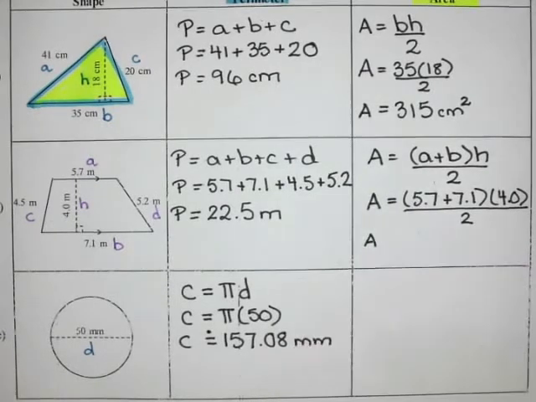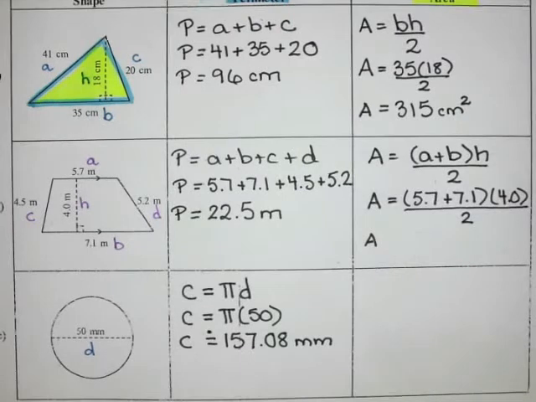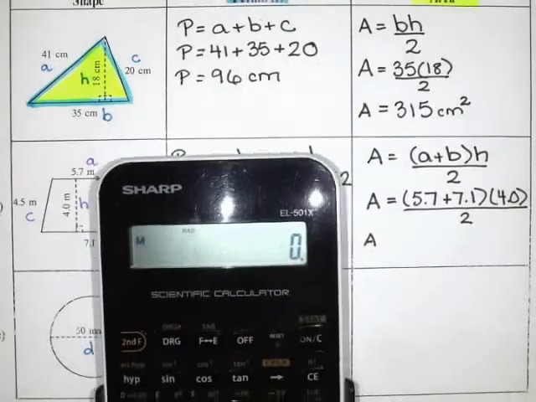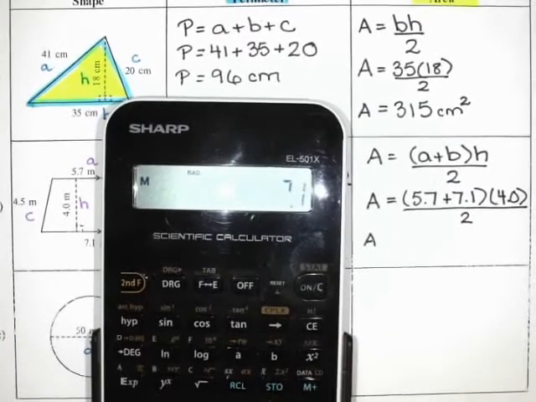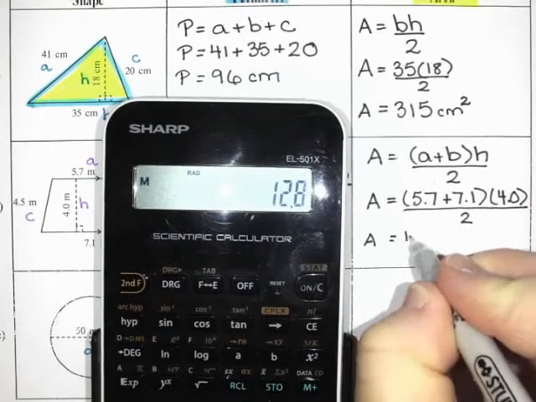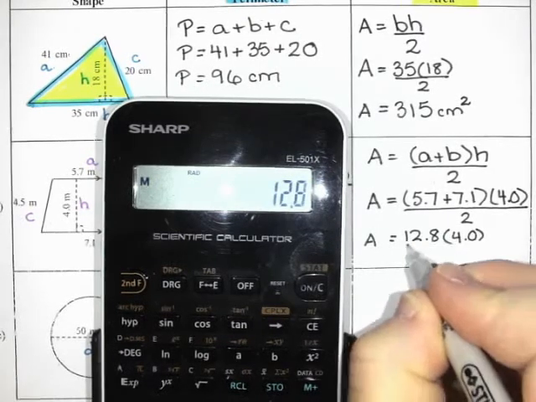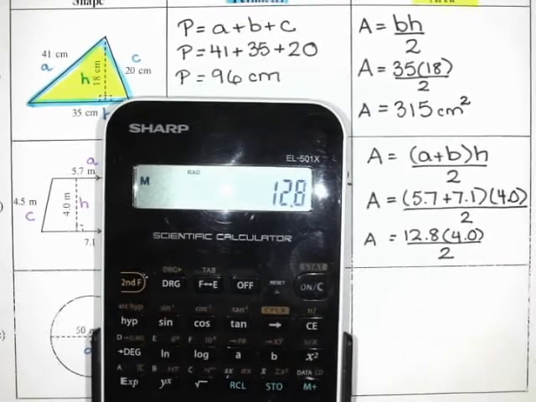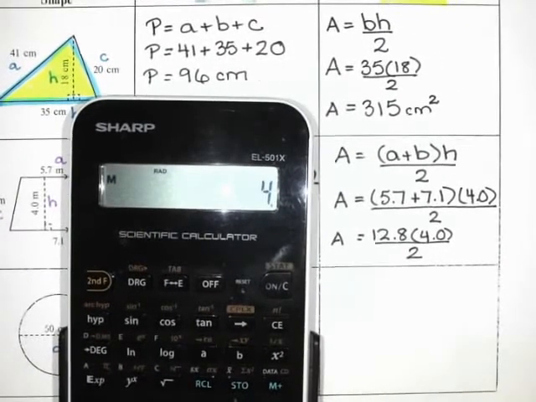So instead of doing this all in one step, I am going to start by just calculating the part where we're adding. So I'm going to do 5.7 plus 7.1, which gives me 12.8. So I have 12.8 times 4.0 divided by 2. I'm running out of space. And then I'm going to take this, multiply by 4, and then divide by 2.